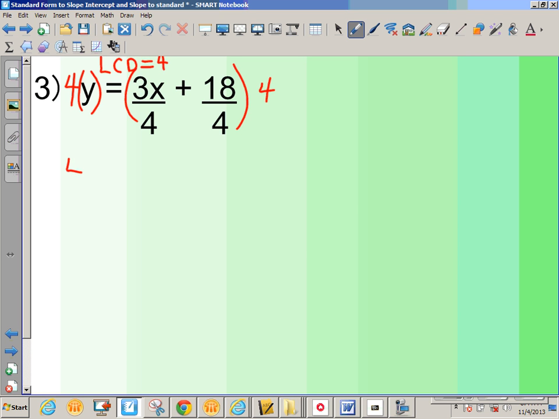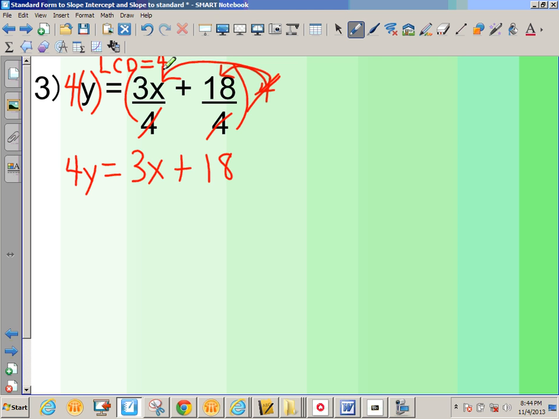On the left, all I have left is 4y. And when I multiply by 4 and then turn around and divide by 4, all that's really left, that goes over here too, because I'm distributing here, so it's 3/4 times 4. All that's left is 3. And then on this 18/4 times 4, all that would be left is 18. So when I multiply by the denominator, all that's left is the numerator. If you get confused on that part, just put 3/4 times 4 in your calculator and you can figure it out from there.